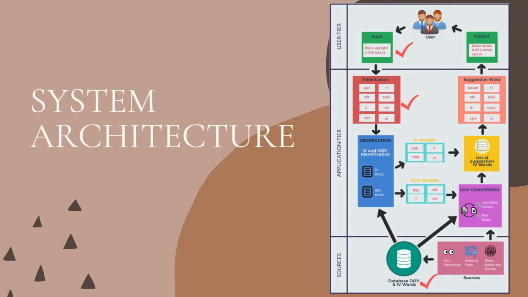This is the proposed application architecture for converting Malay OOV words into Malay IV words. There are three tiers in this application, which are user tier, application tier, and sources. The one that I have ticked is already done.